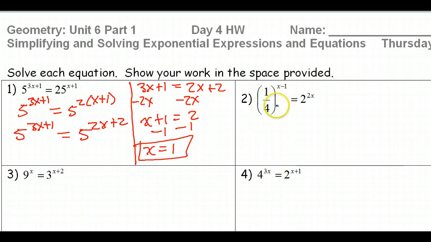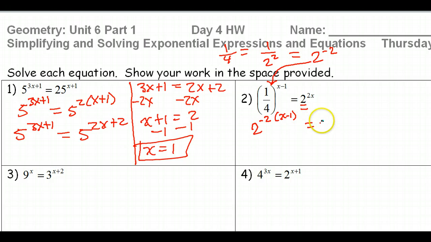Problem number 2. I see the base 2 happening over there, so I think I'll shoot for base 2. Now 1/4 is the same thing as, I'm going to do this off to the side, 1/4 is the same thing as 1 over 2 squared. But that's the same thing as 2 to the negative 2 power. So that's what I'm going to put inside of here. So this is really like having 2 to the negative 2 power with an x minus 1 on it. And that equals 2 to the 2x power.